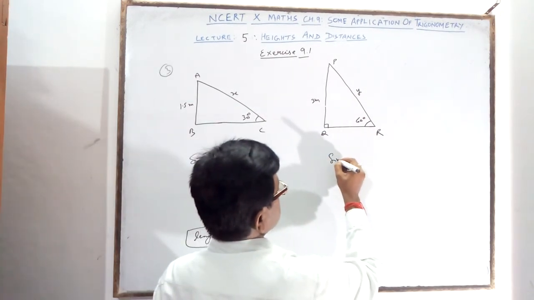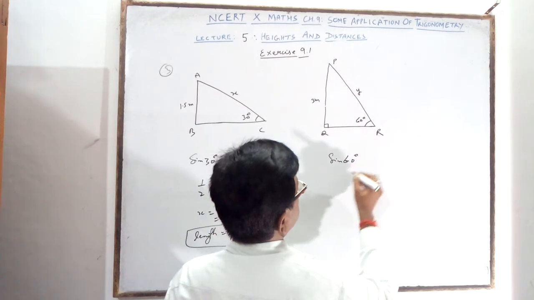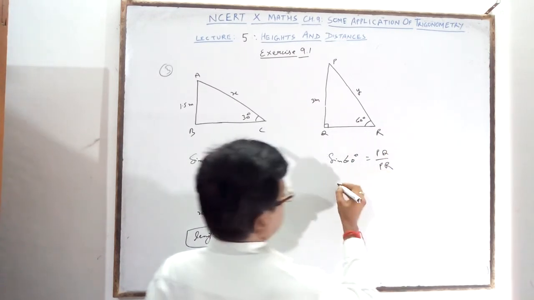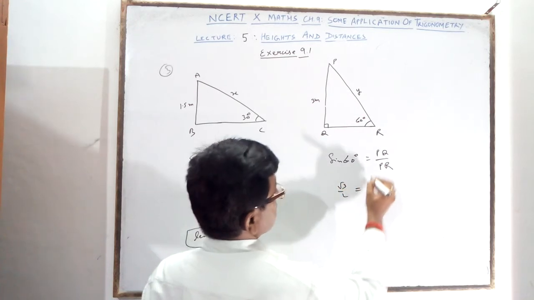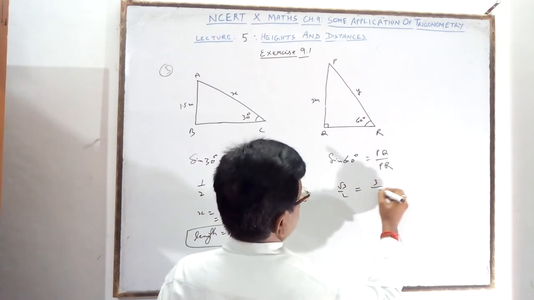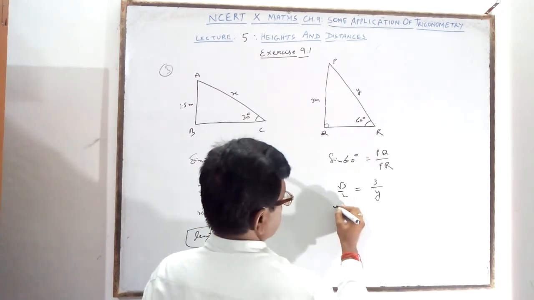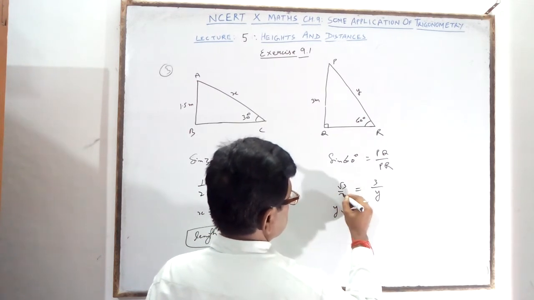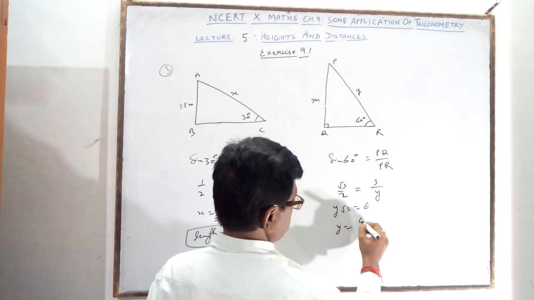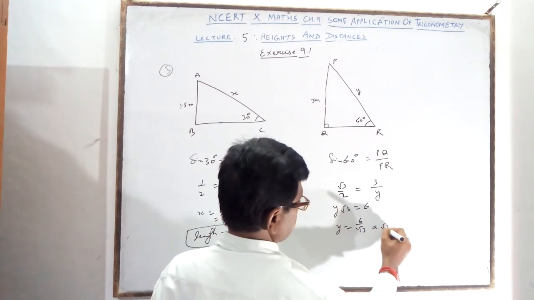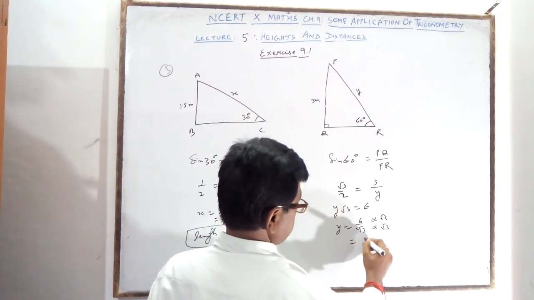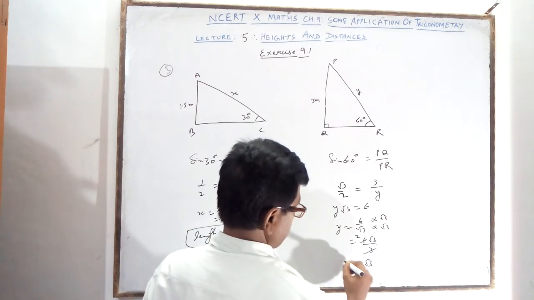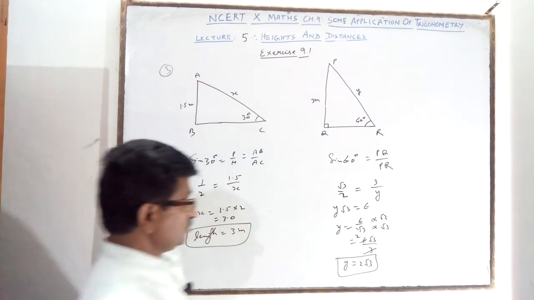Here you will apply sin 60 degree is equal to PQ upon PR. Sin 60, root 3 by 2, is equal to PQ 3 upon y. So y root 3 is equal to 3 into 2, which is 6. So y is equal to 6 by root 3. Rationalize it. You will get 6 root 3 by 3, which is 2 root 3 meter. So the second slide is 2 root 3 meter.